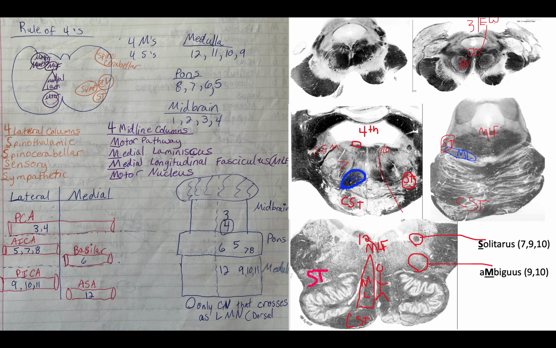And then here is just a quick breakdown of what I've already talked about. You know how I was telling you all of the sensory stuff is going to be on the lateral aspect of the spinal column? Well, here it is. You have your 4 lateral columns. You have your spinocerebellar, your sensory, and your sympathetics are going to be down here, along with your spinothalamic. This is just, once again, a general rule of 4. Versus your midline, you're going to have your motor, like your corticospinal tract, somewhere down here. Your medial lemniscus and your medial longitudinal fasciculus are going to be up here, and your motor nuclei, as opposed to your sensory nuclei, is going to be at the midline.